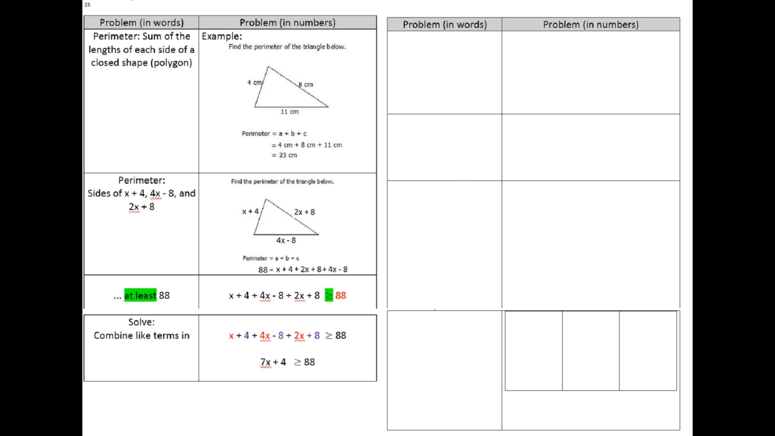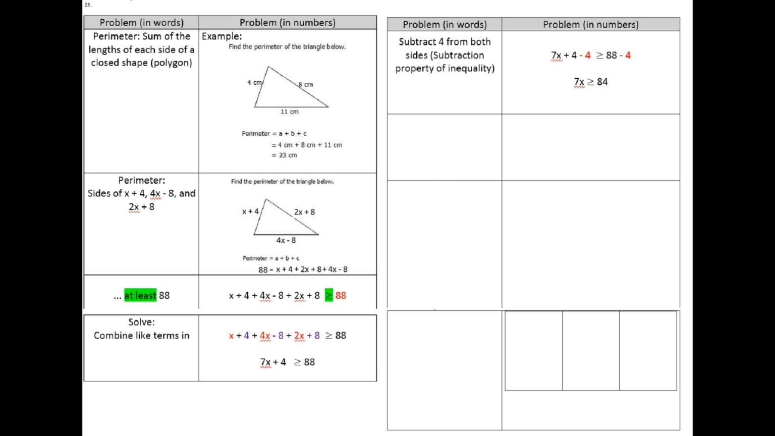Now, I know last time I took out all the color coding. I put it back for this one. So yeah, every now and then I'm going to switch back and forth just to see if you guys are paying attention. So right here, put all the x's together, you get 1x plus 4x plus 2x. 1 plus 4 is 5. 5 plus 2 is 7. 7x plus 4, because that positive 8 and negative 8 cancel each other out. So we have 7x plus 4 is greater than or equal to 88.